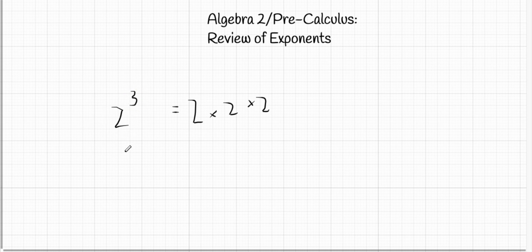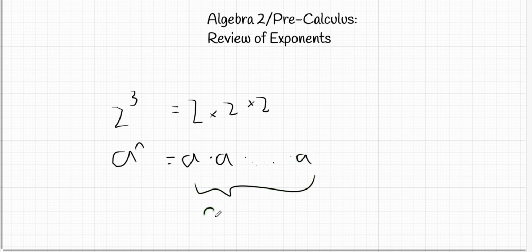Now, you can generalize it with variables. A to the power of n is equal to a times a times dot dot dot times a, and this is n times. So you're multiplying a n times.